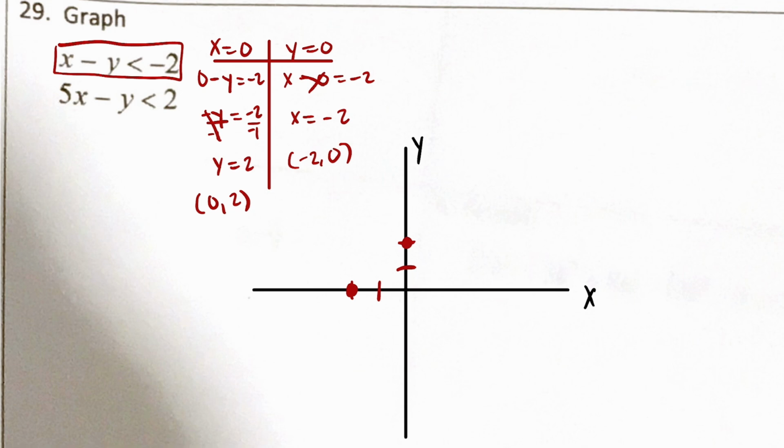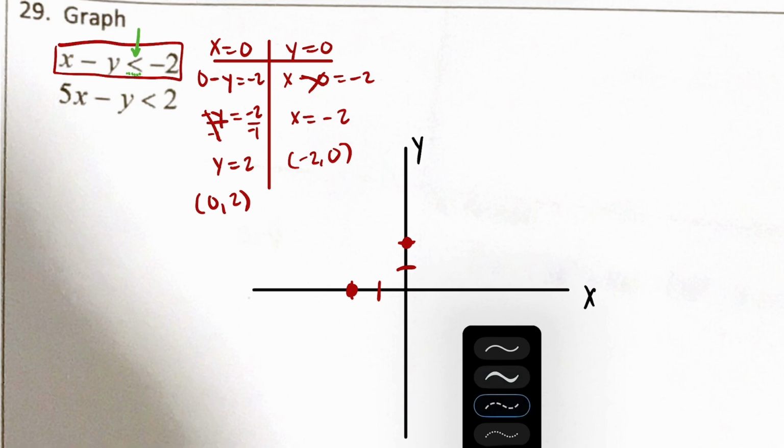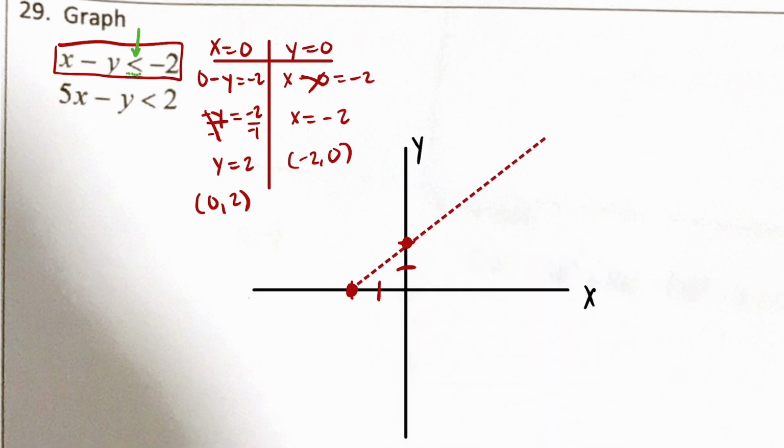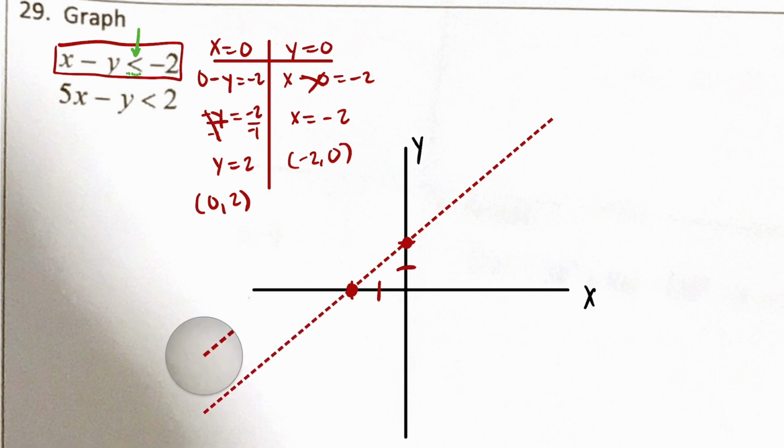So is this a solid or dashed line? All you have to do is look at my inequality here. If it has no line underneath, it'll be a dashed line. So let's go ahead and draw it here. Make sure whenever you're drawing your line, it goes on forever, not just a small line like this.